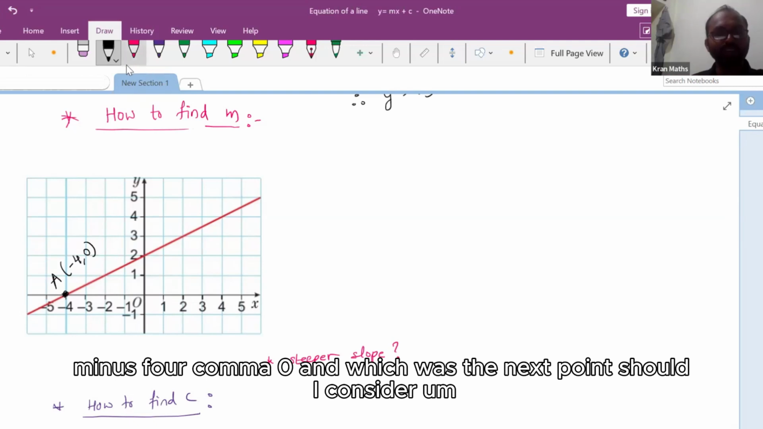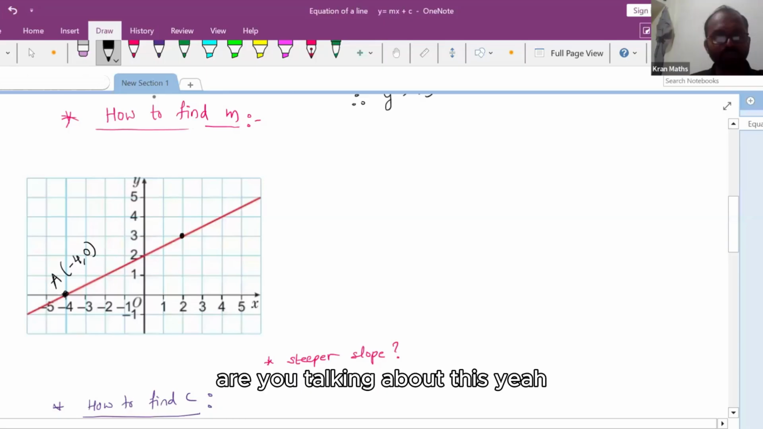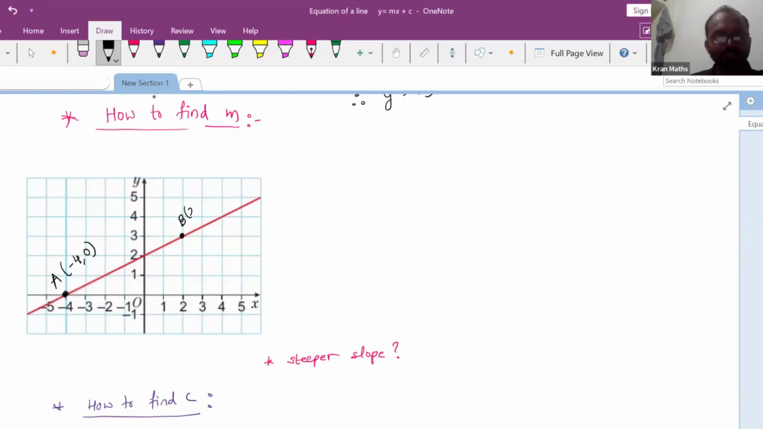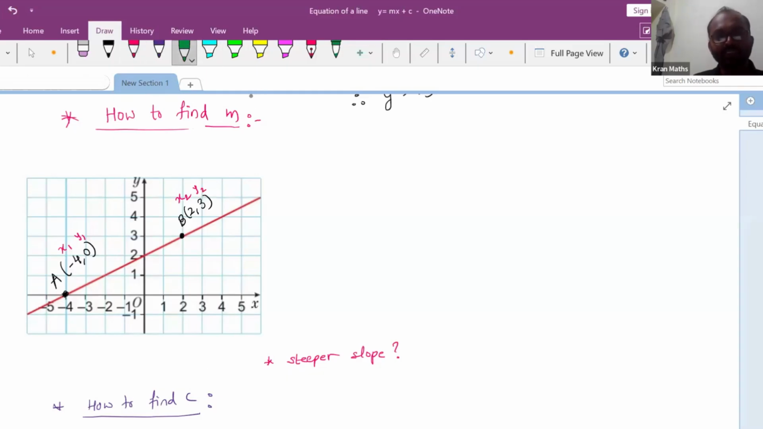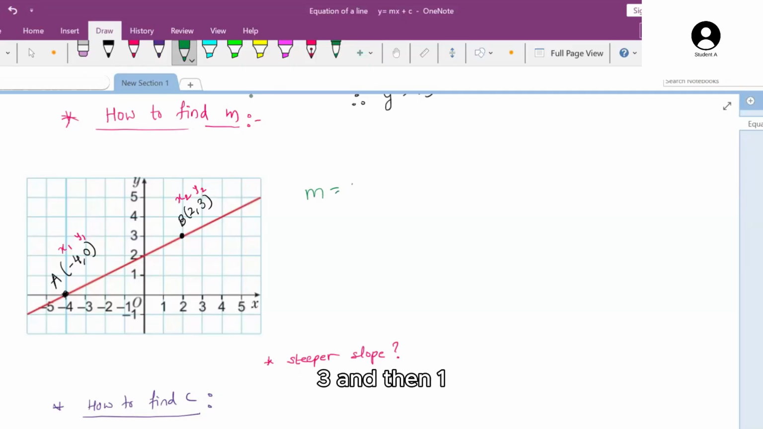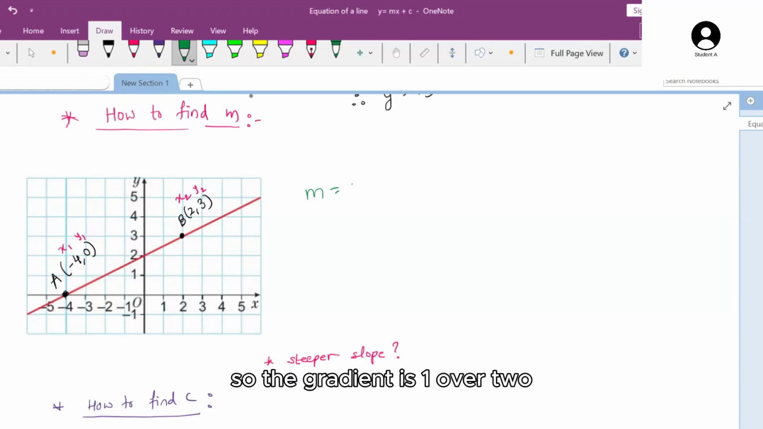And which is the next point I should consider? 2, 3. Okay. Now this is x1, y1, and this is x2, y2. Now how do you figure out the points? 1, 2, 3, and then 1, 2, 3, 4, 5, 6. So 3 divided by 6, and that can be simplified into 1/2. So the gradient is 1/2.